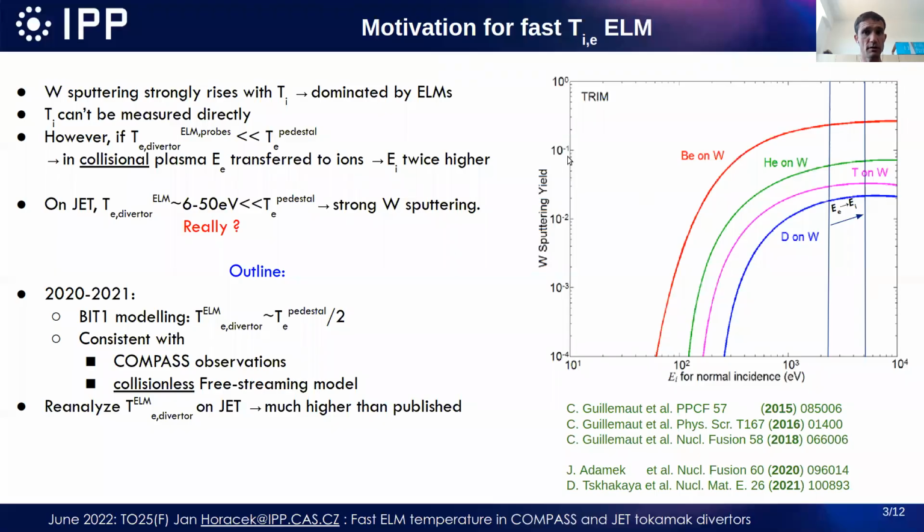First, the motivation for fast ion and electron temperature measurement during ELMs is shown here. It's pretty clear that tungsten sputtering strongly rises with ion temperature, and that's why it's dominated by ELMs. It's clear from this graph of tungsten sputtering as a function of ion energy, where it strongly rises, at least for deuterium, that it can sputter the tungsten. And if we increase the energy of deuterium ions by a factor of 2, we get a stronger sputtering yield.